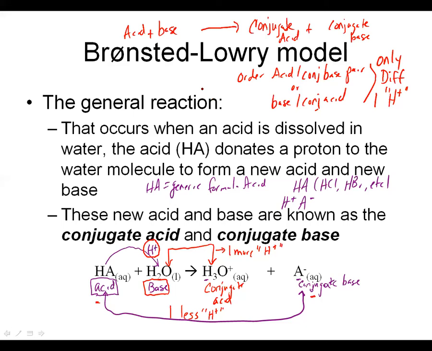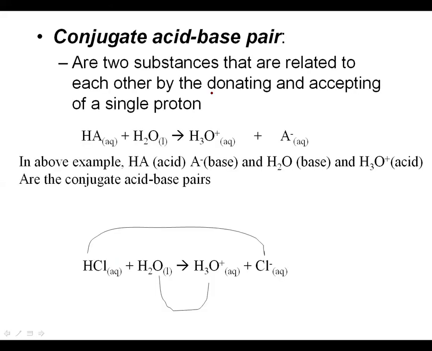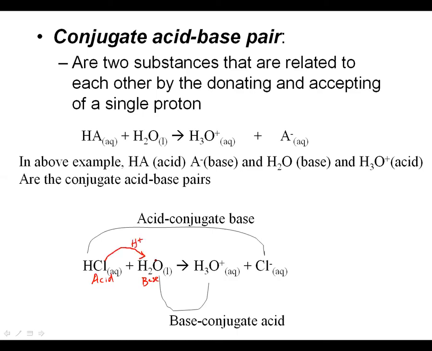Okay. And here again is the example where we looked at hydrochloric acid and water. In this case, our hydrochloric acid is obviously acting as an acid. Water, again, is acting as a base. So our acid is donating the H plus to our base, which is water. When the water accepts the H plus, it makes H3O plus. And when the HCl loses the H plus, it becomes Cl minus.